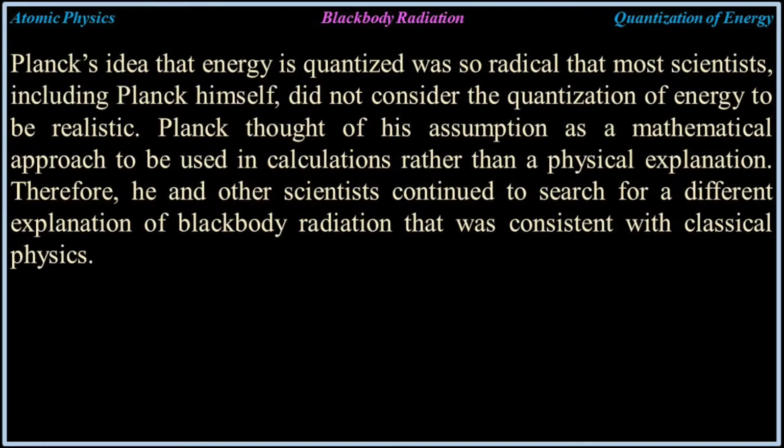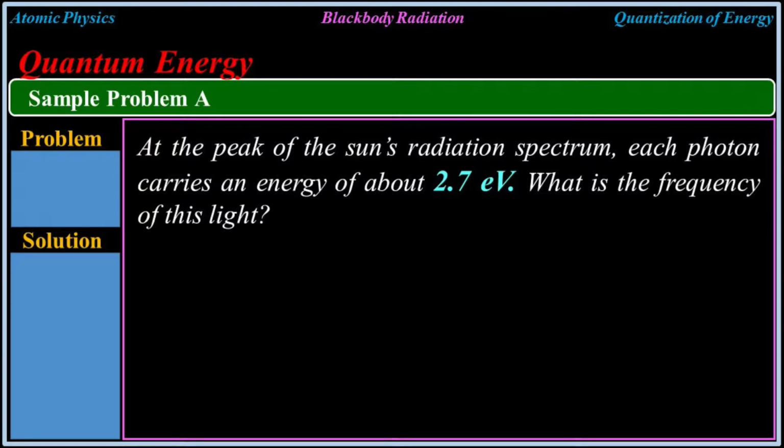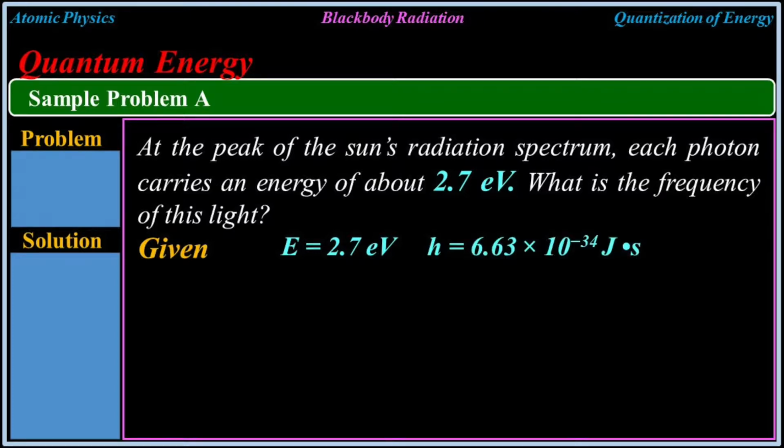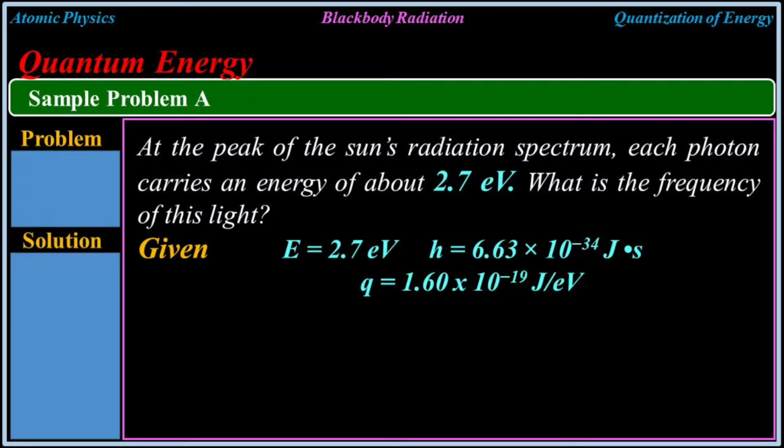At the peak of the sun's radiation spectrum, each photon carries an energy of about 2.7 electron volts. What is the frequency of this light? All right, so here we are again. Given the energy, 2.7 electron volts, that's Planck's constant. That is the charge of an electron. Now the unknown is going to be the frequency.